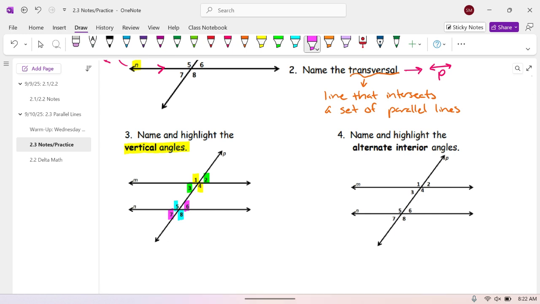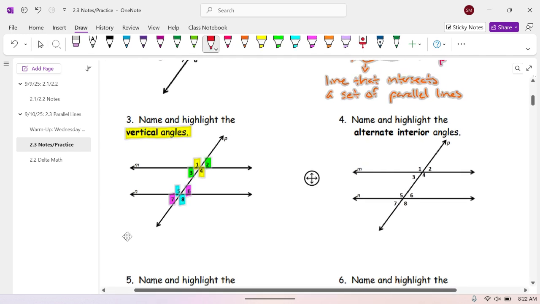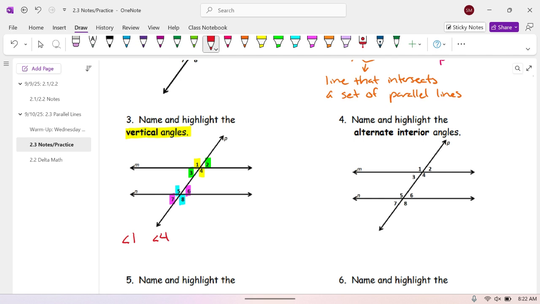So the matching colors are my vertical angles. If we were going to actually list it out: angle 1 and angle 4, angle 2, angle 3, angle 5, angle 8, angle 7, and angle 6.